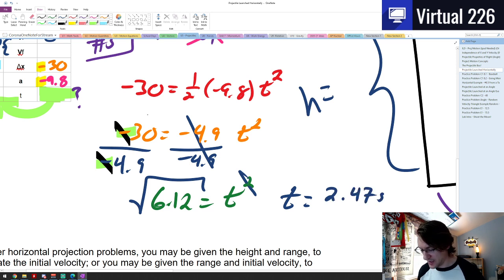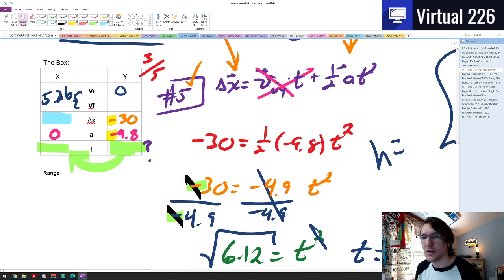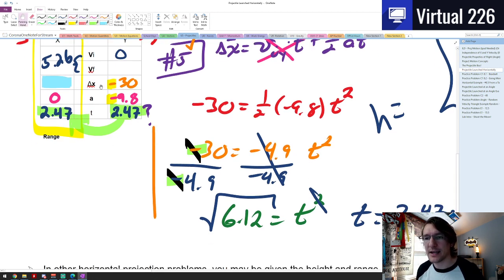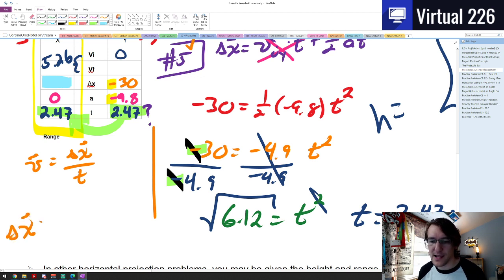2.47 seconds. So we'll take that 2.47 seconds, we'll put it back up in here, so 2.47. It belongs on the other side too, 2.47. And now, on my right side, I have 2 out of my 3. So I can go ahead and use equation 1 over here. I can say that a velocity equals a delta x, a displacement, divided by a time. If I solve for delta x, that equals a velocity multiplied by a time.